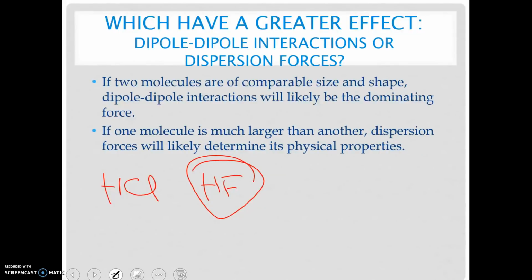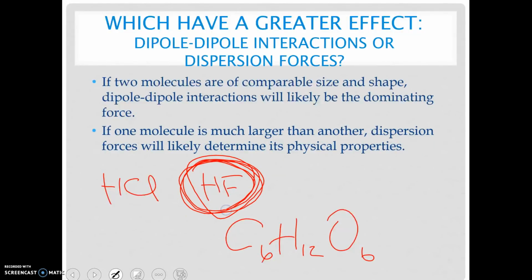Now, if you were talking about two molecules that were way different, so let's say I was dealing with HF versus, I don't know, C6H12O6 or something like that, a much, much larger molecule. That one might end up with a lot more dispersion forces, so it could have stronger intermolecular forces just because it's so much bigger. Which means that even though this one has hydrogen bonds and we know that those are stronger, overall they might be weaker.